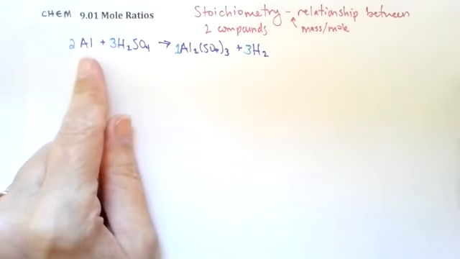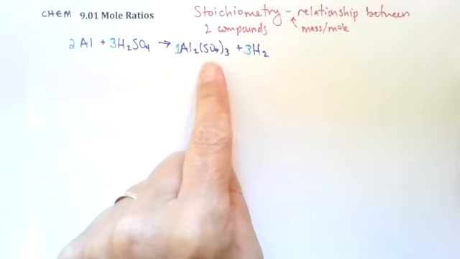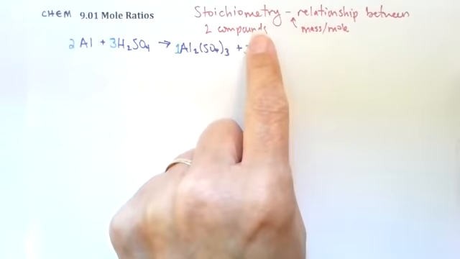So for example, if I start off with, I don't know, 1,000 grams of aluminum and 500 grams of sulfuric acid, and I want to know how much aluminum sulfate I can make. I want to know the mass of aluminum sulfate that I could form. We use stoichiometry for that.